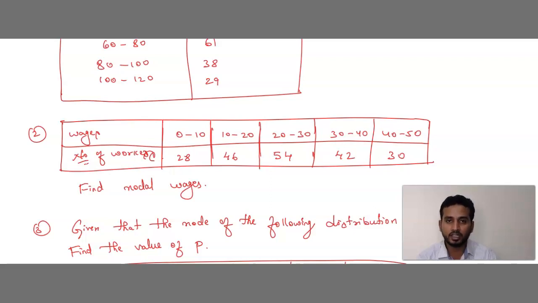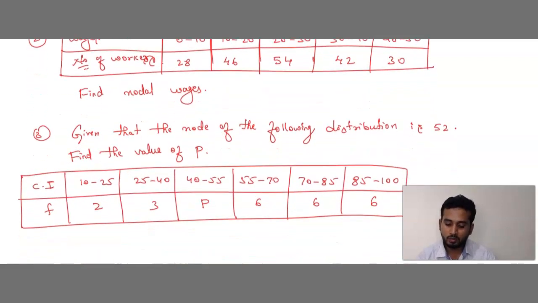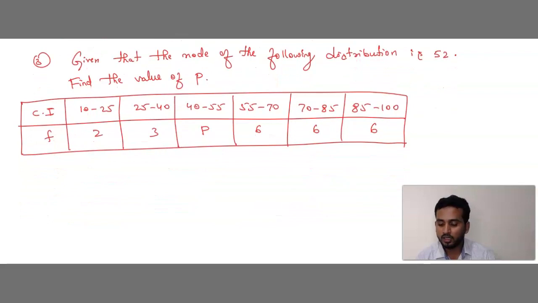It's nothing but again he is asking us to calculate mode. Now we can see there is one more problem, that is question number 3. Given that the mode of the following distribution is 52, here given mode. Already he has given mode. Find the value of P. He has given class intervals 10 to 25, 25 to 40, 40 to 55, 55 to 70, 70 to 85, 85 to 100, and frequencies are 2, 3, P, 6, 6, 6.